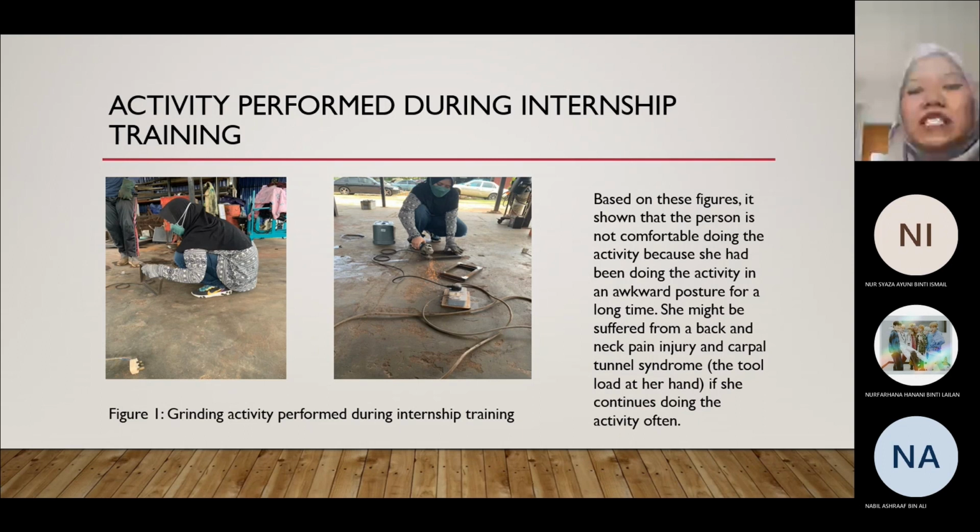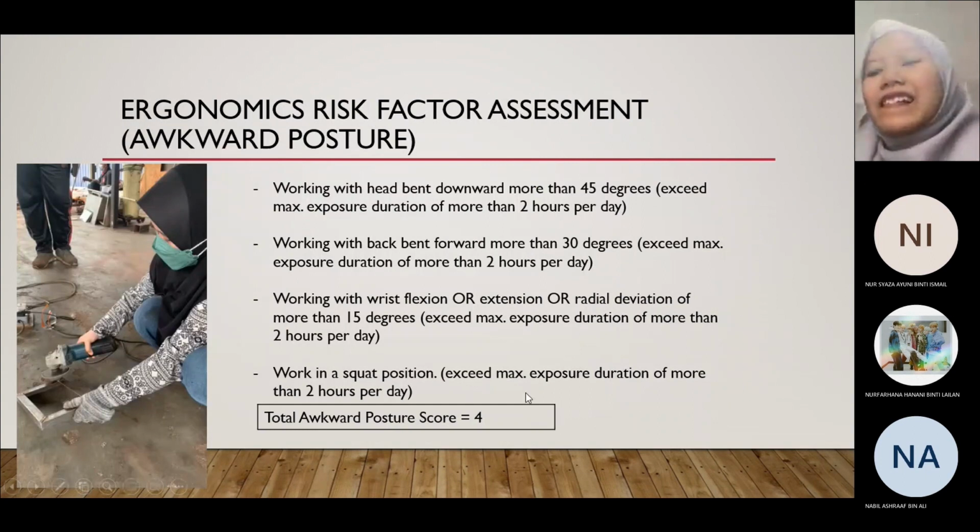And before that, we already attached a video about the activities performed in the selected workplace. That's all for me. Thank you.